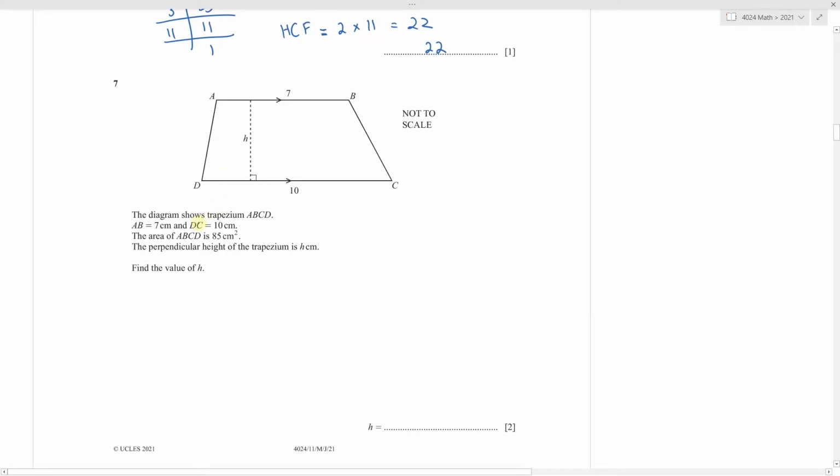Question number 7. The diagram shows a trapezium. AB is 7. So these are the two parallel sides. Area is given. Perpendicular height of the trapezium is h. Find the value of h.